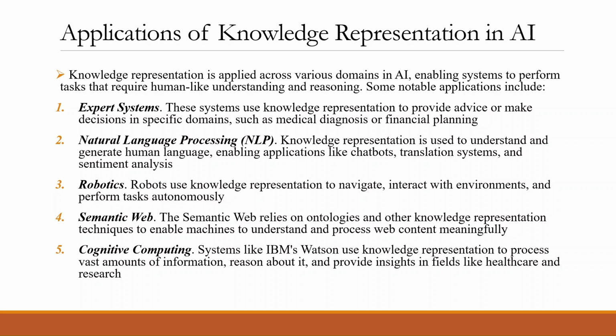Natural language processing. Knowledge representation is used to understand and generate human language, enabling applications like chatbots, translation systems, or sentiment analysis. Robotics. Robots use knowledge representation to navigate, interact with environments, and perform tasks autonomously. Semantic web. The semantic web relies on ontology and other knowledge representation techniques to enable machines to understand and process web content meaningfully. And cognitive computing systems like IBM's Watson use knowledge representation to process vast amounts of information, reason about it, and provide insights in fields like healthcare or research.